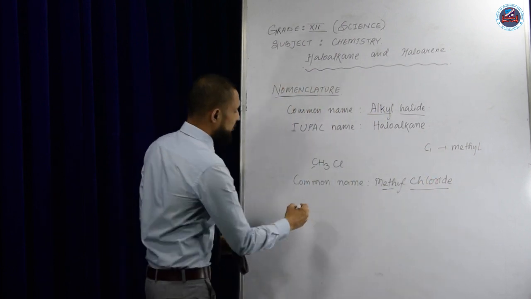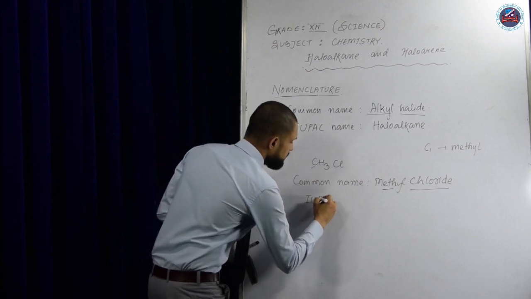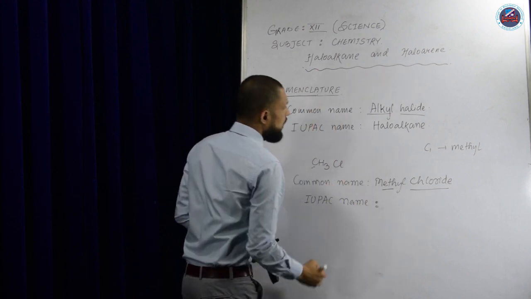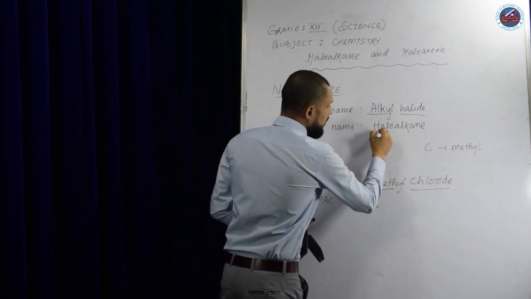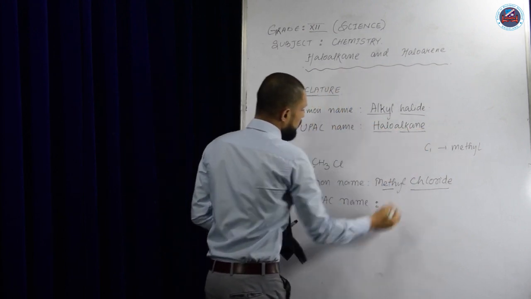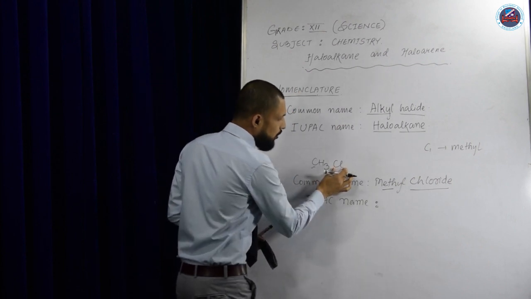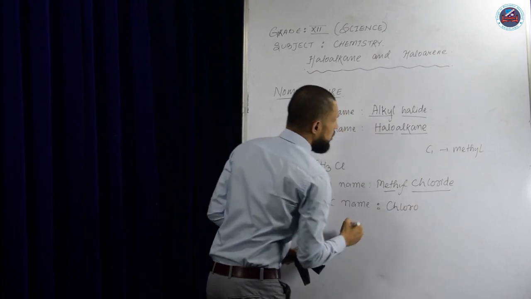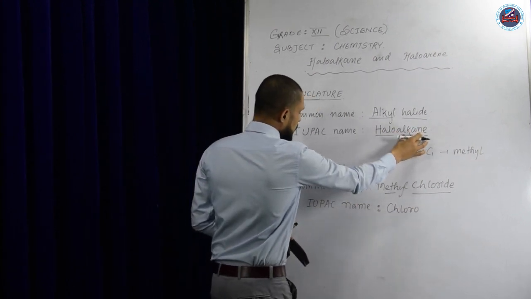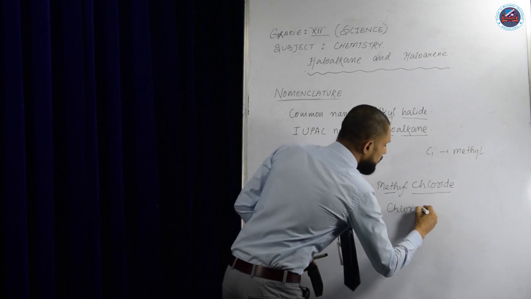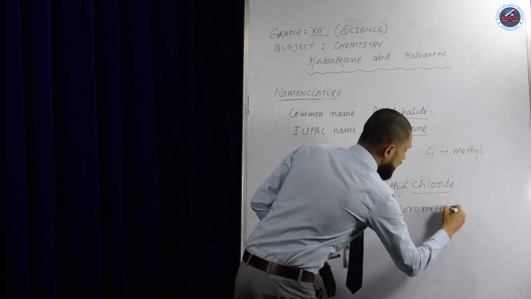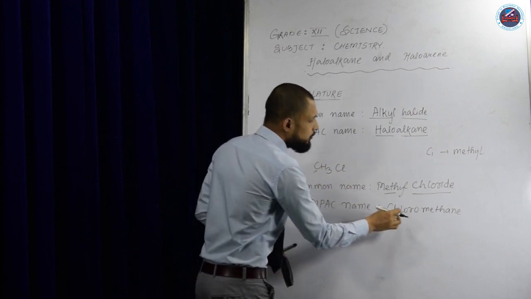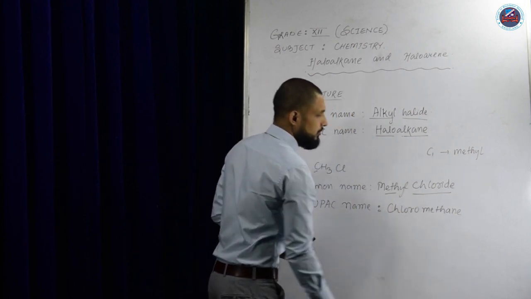Now let us see the IUPAC name. IUPAC name is written as haloalkane. The halo name for chlorine is chloro, and the alkane name for one carbon is methane. So the IUPAC name of this compound, CH3Cl, is chloromethane.